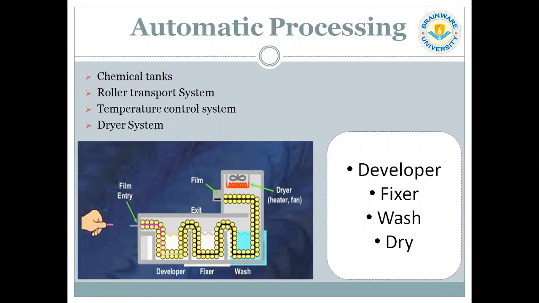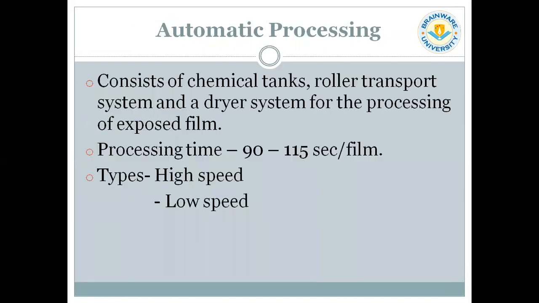The chemical tanks are a part. The roller transport system is an important system of the automatic film processor. Then the temperature control system, and finally the dryer system. So the processing time for a single film in an automatic film processor is 90 to 115 seconds. And this automatic film processor is available in various speeds.